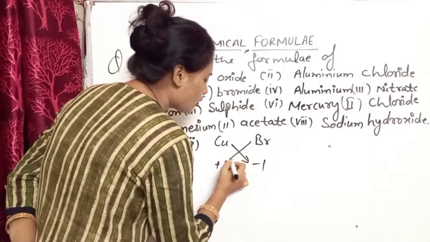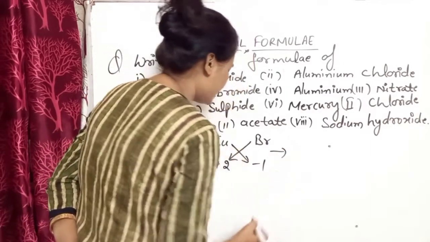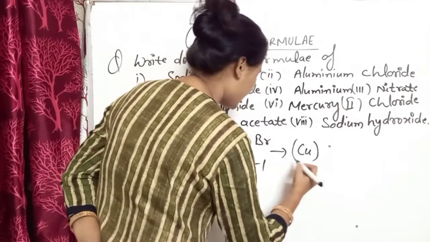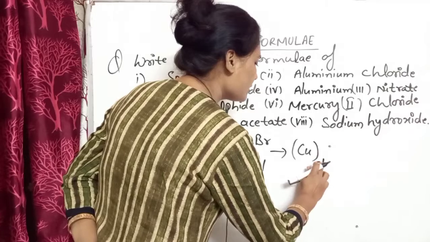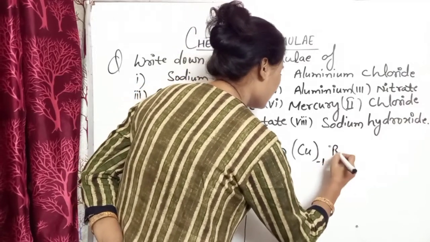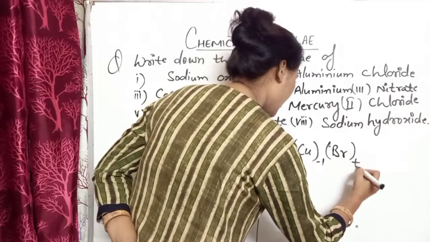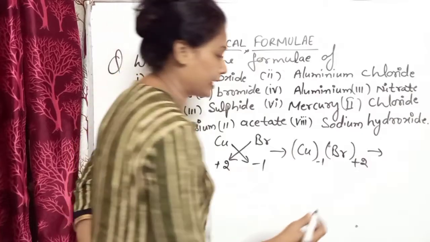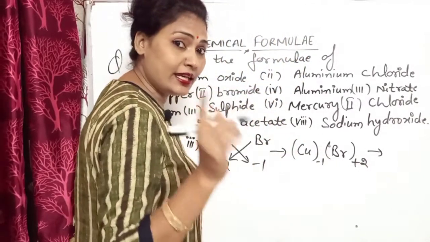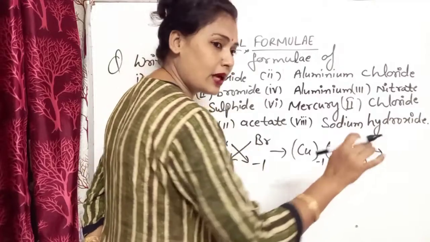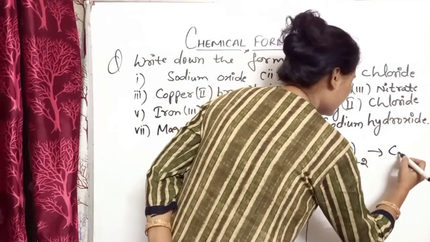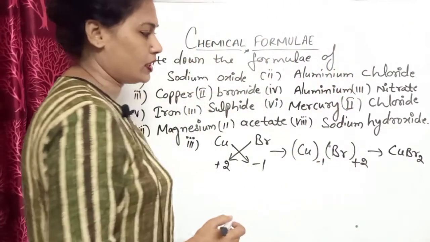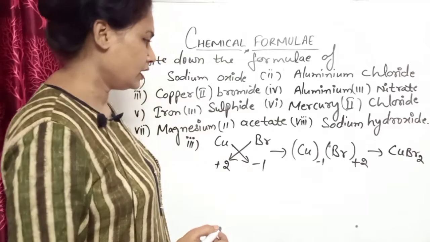Now what will you do? Cross over the valency. After that you will write the valency by putting it as a subscript. So you can write with the copper -1 and with the bromine you can write +2. Okay. After that you will ignore the signs and drop the bracket. If the valency is 1, then ignore it, otherwise the 2 will come as it is. So its formula is CuBr2. Here 1 is there, so we have to ignore that one.